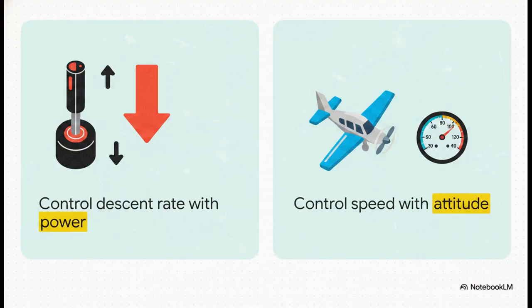Now, once you're trimmed, managing your energy state becomes a really delicate dance. Here's the golden rule. You control your rate of descent with power. You pull back to drop faster or add power to shallow it out. But you control your speed with attitude. Push the nose down to speed up, pull it up to bleed speed off. So power for altitude, attitude for speed. It's a foundational concept for sure, but it is highly, highly amplified when you don't have flaps.